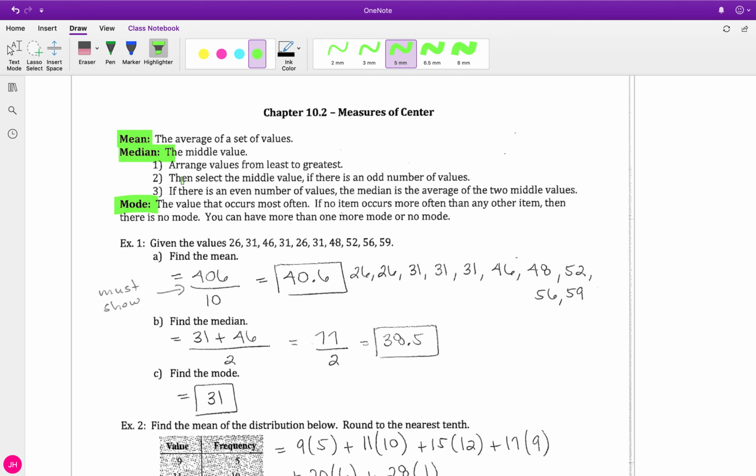Mode's probably the easiest, and you probably don't remember, but it's the first one that you learned way back when you were in elementary school. So the mode is the number that occurs most often. If you see something repeated several times, whichever one repeats the most is the mode.